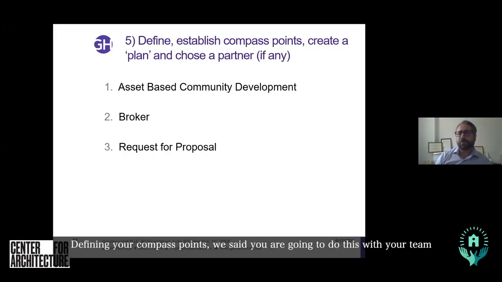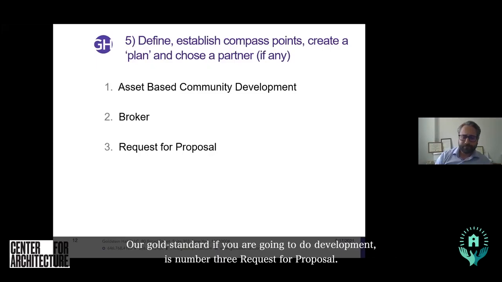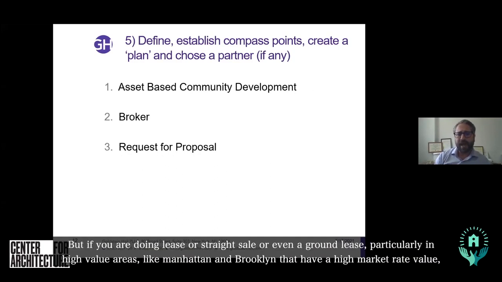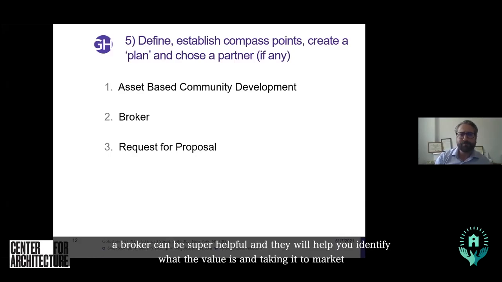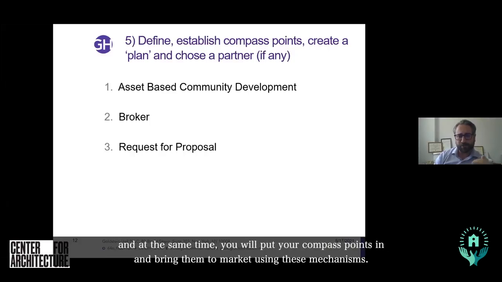Defining your compass points, as we said, we're going to do this with your team. Our gold standard, if you're going to do development, is number 3, a request for proposal. But if you're doing a lease or a straight sale, or even a ground lease, particularly in high value areas like Manhattan and Brooklyn that have a high market rate value, a broker can be super helpful, and they'll help you identify what the value is and take it to market. These strategies will help you establish your compass points.